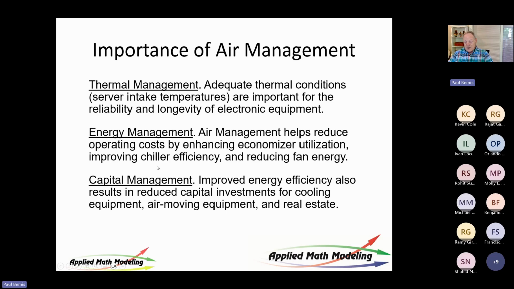The last thing is we talk about capital management. Improving the energy efficiency of a data center makes your equipment last longer. It has to work less hard, or it doesn't have to work as hard, however you want to say that. So it lasts longer, simply. In other words, if you don't have to turn on the compressor because your return air temperatures are high enough that you can simply dump it to the atmosphere without having to compress it in a Rankine cycle, then your compressor is going to last longer. That's all. So it does affect your capital equipment to manage your air effectively.